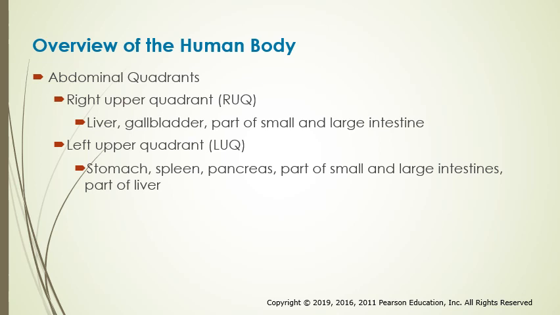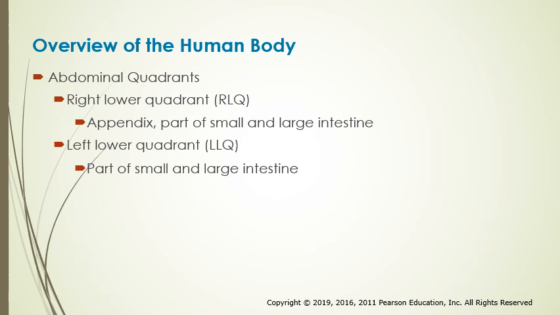Now, whenever you're taking an EMR or EMS test of any kind, if the test question is describing something in the right upper quadrant, you want to look for liver or gallbladder in the answer. In your left upper quadrant, you have your stomach, spleen, pancreas, part of your small and large intestines, and part of the liver. If you see a test question on the left upper quadrant, you want to think stomach, spleen, or pancreas.